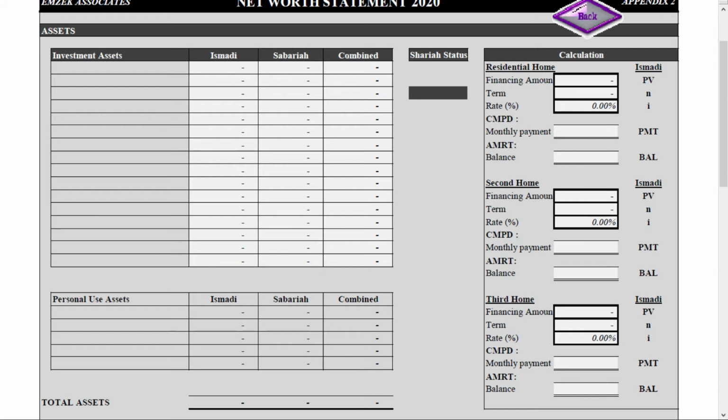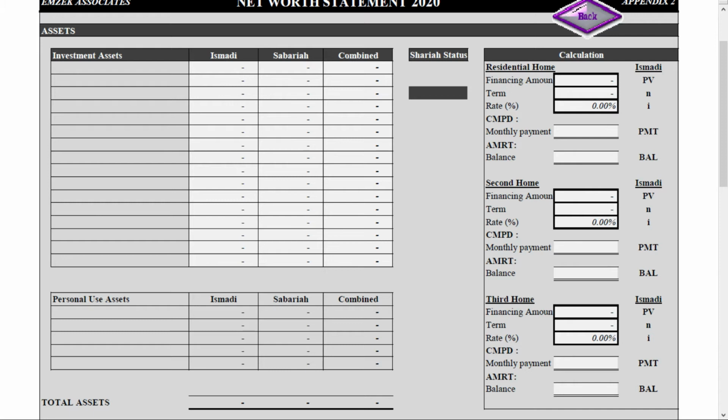The structure for the net worth statement consists of basically assets and liabilities. The assets can be categorized as investment assets and personal use assets. The advantage of categorizing as investment assets is for the purpose of asset allocation analysis later for retirement. We will cover this later.